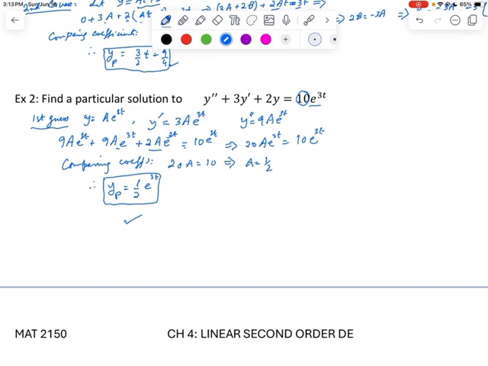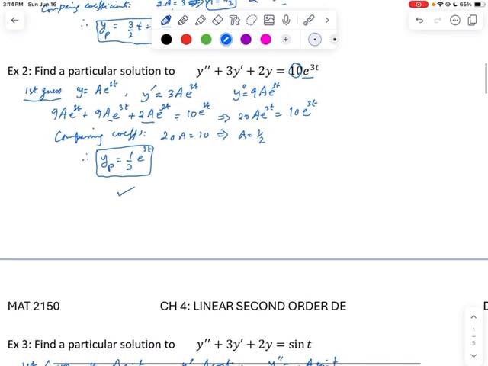Now we combine the terms on the left because all of the terms are just multiples of e to the 3t. I end up getting 20a e to the 3t is equal to 10 e to the 3t on the right hand side. When we compare the coefficients, whose coefficients are we comparing? Coefficients of e to the 3t. So we get 20a is equal to 10, which means a is equal to 1/2. So our yp is equal to 1/2 e to the 3t. This time our guess worked. Okay, I think I'll stop here.